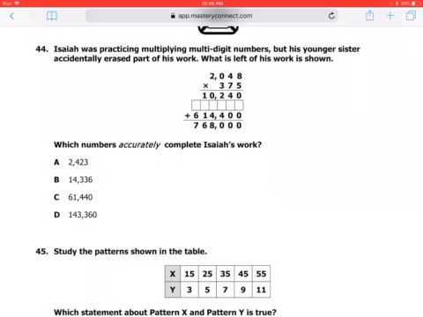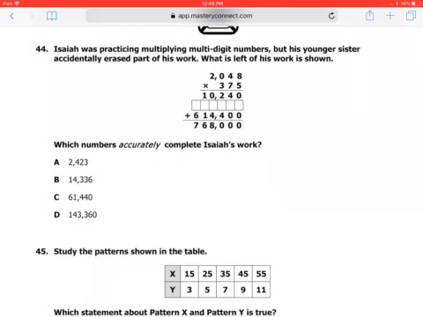45. Study the patterns shown in the table. Which statement about pattern X and pattern Y is true? A, each term in pattern X is 4 more than the corresponding term in pattern Y. B, each term in pattern X is 4 less than the corresponding term in pattern Y. C, each term in pattern X is 5 times the corresponding term in pattern Y. D, each term in pattern X is 1/5 times the corresponding term in pattern Y.